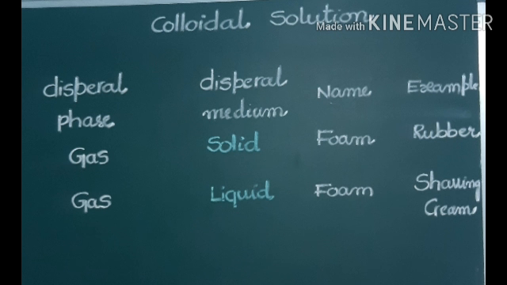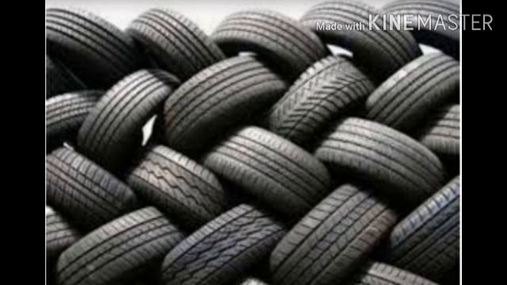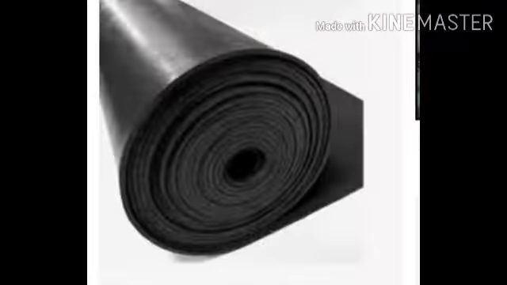Now we are going to discuss dispersal phase gas. First example, dispersal phase gas and dispersal medium solid, and name of the colloidal solution is foam, and examples rubber and sponge. Second one is dispersal phase gas and dispersal medium liquid, type of colloidal solution is foam, and best example shaving cream. Rubber and sponge are the best examples of foam.